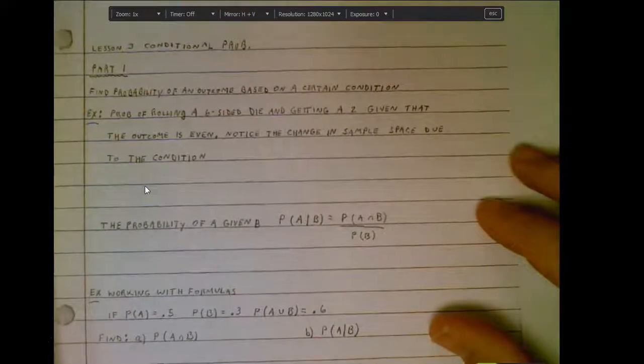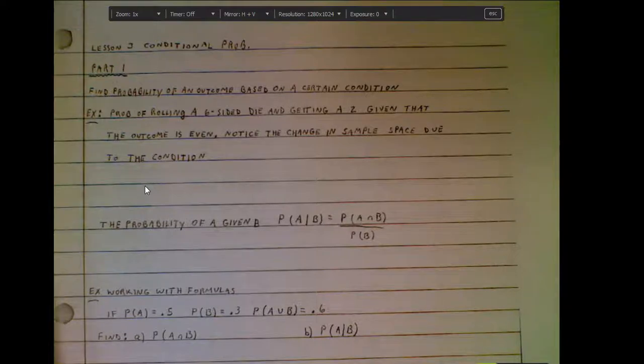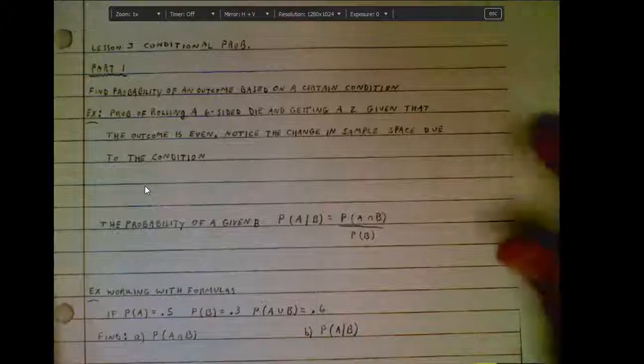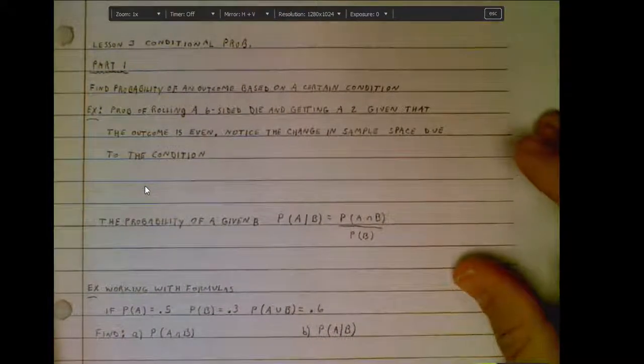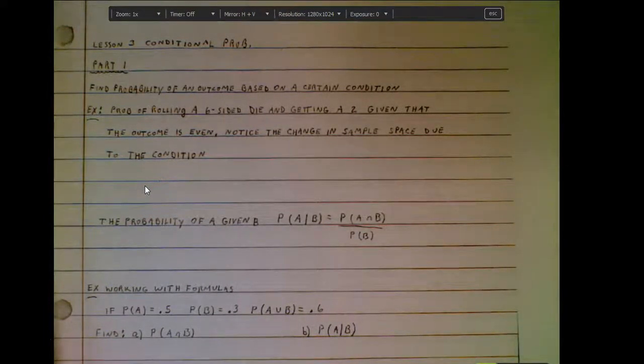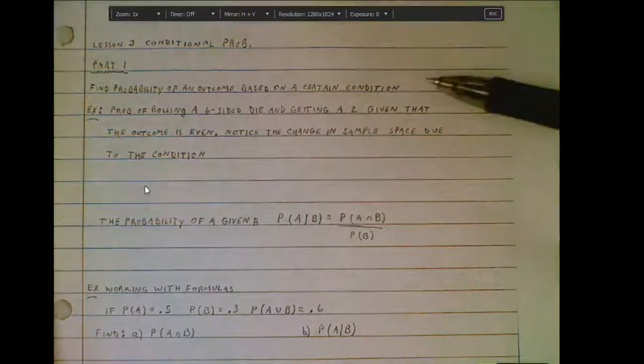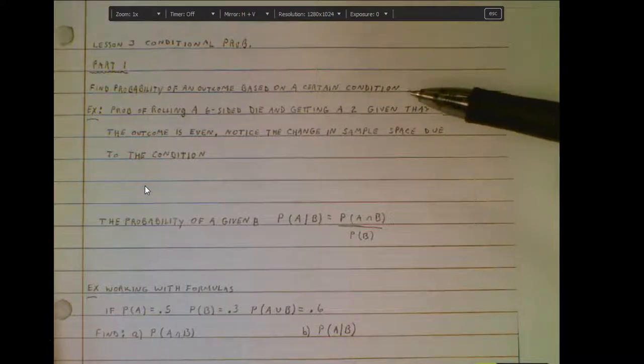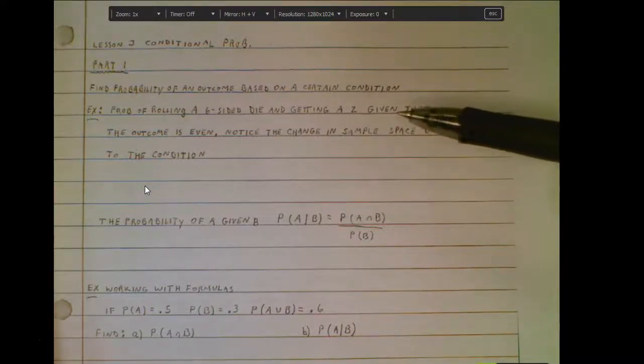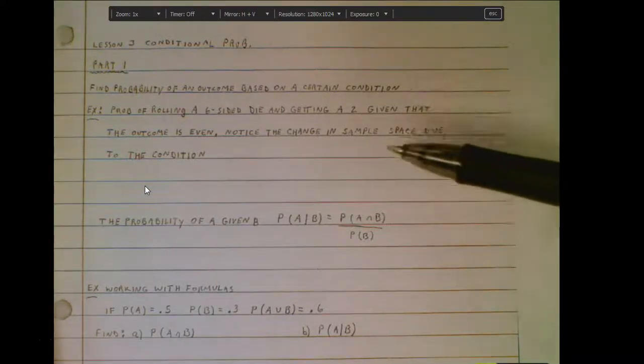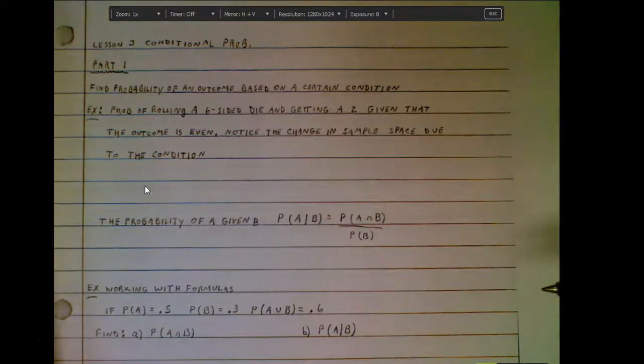All right, here we go for lesson 3 of chapter 15 through probability. Today we are looking at the idea of conditional probability. So doing a probability with some kind of given condition that sort of changes what you have to look at. And so here's the main idea for today, just finding a probability of an outcome based on a certain condition. So here's a really simple example for that.